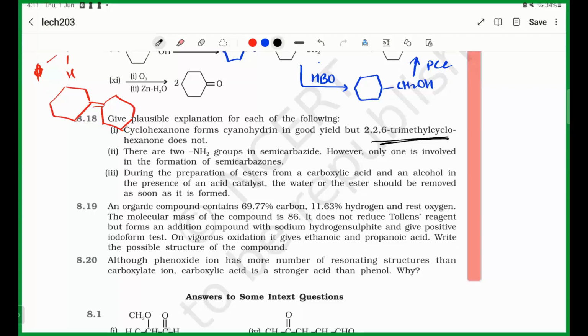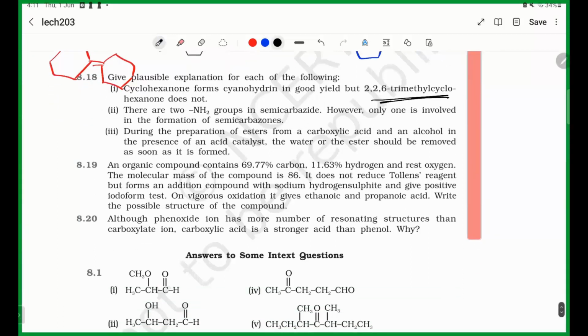Okay, second one. There are only two NH2 groups, amine groups, in semicarbazide. However, only one is involved in forming semicarbazones. A very, very interesting question. And it actually has a lot to do with the involvement of the resonance structure of semicarbazide.